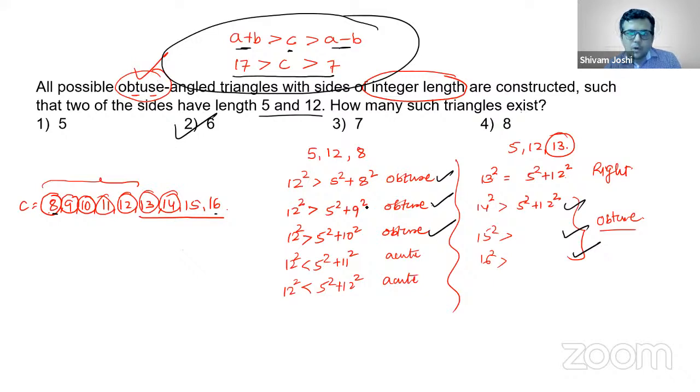No, so we are looking for obtuse angle triangle, correct? 1, 2, 3 are obtuse. This is acute. This is acute. This one is right. This is obtuse. So obtuse angle triangles are 6 in total. They are not 7. They are 6.